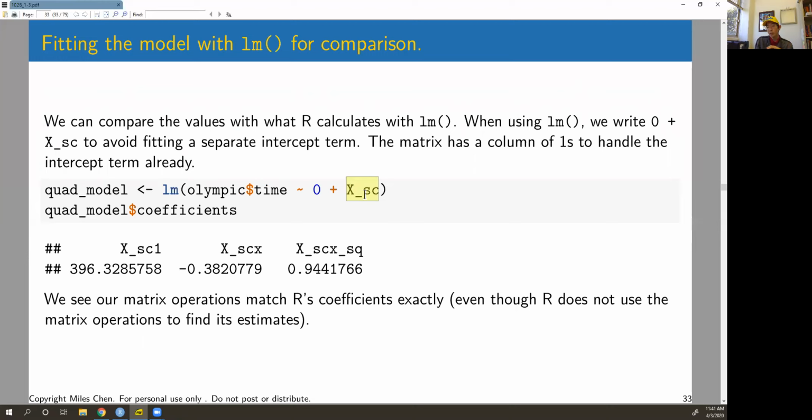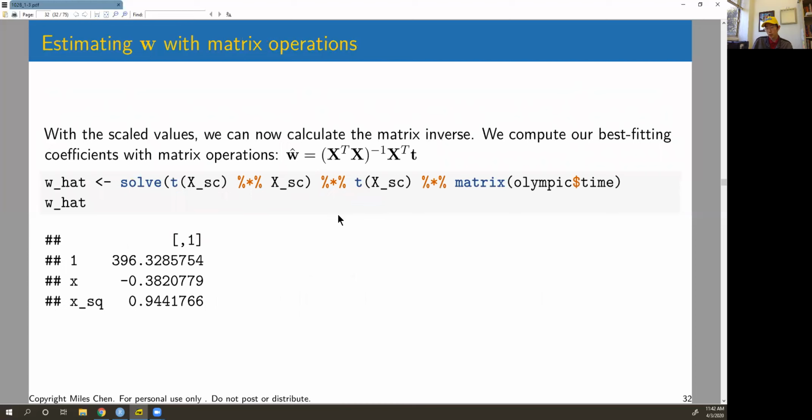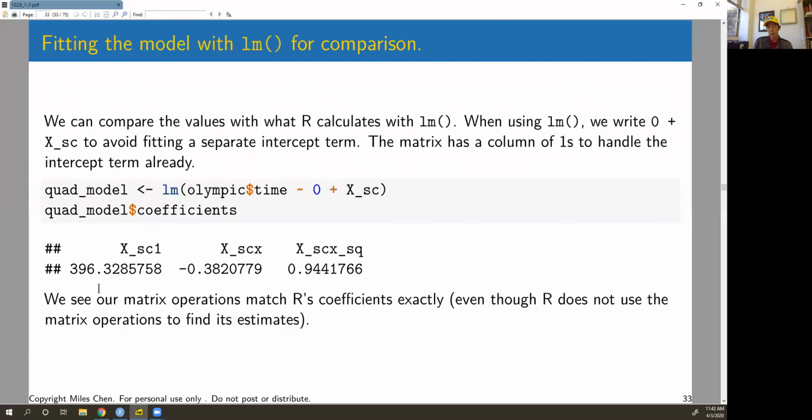By default, R will also try to fit a coefficient, an intercept term, okay? But because I already have a column of 1s, I don't need R to calculate a separate intercept term. I only needed to calculate a coefficient for that first column, which is the intercept term, okay? So I'm adding a 0 here. If I didn't have this column of 1s, then I would leave out the 0 plus, and R would fit in an intercept term, and then a coefficient for each of the columns in my X matrix.